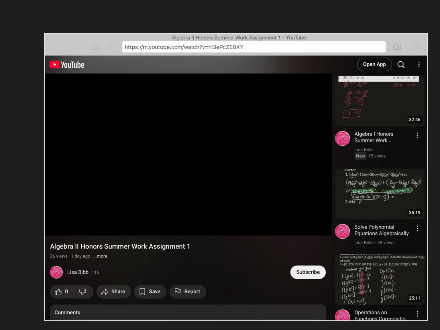X plus 2 times the quantity negative 2x plus 4 equals negative 4. And then I'm going to distribute, so x minus 4x plus 8 equals negative 4. Then combine like terms. X minus 4x is negative 3x. Subtract 8. Negative 3x is going to equal negative 12. Divide by negative 3. So x is going to equal positive 4. And that will be what I'll put to the left of the comma. So 4 is my x solution.